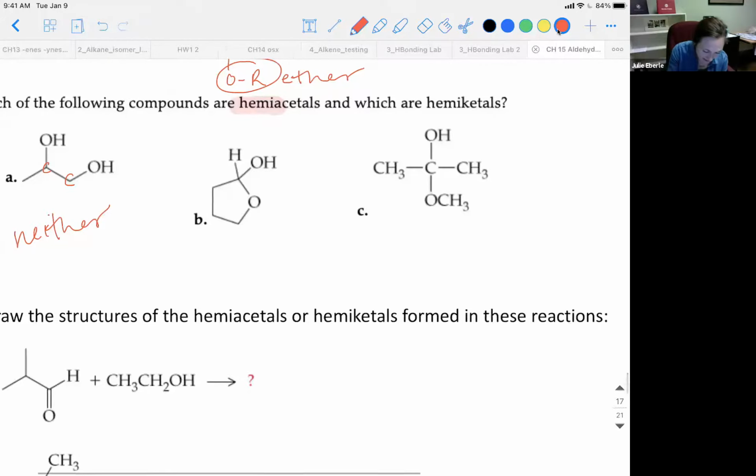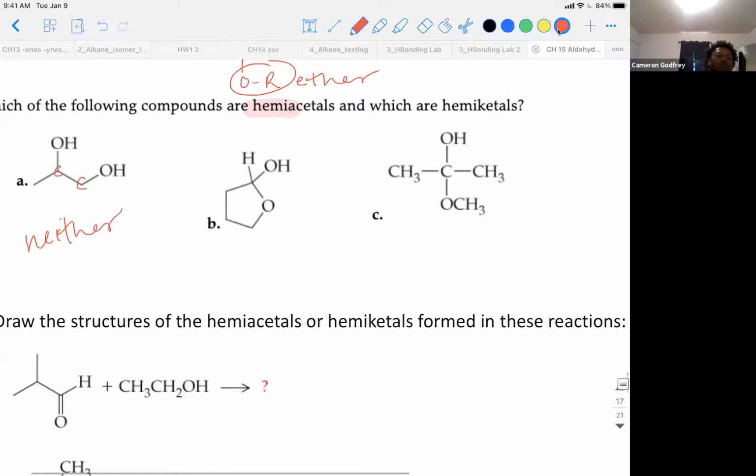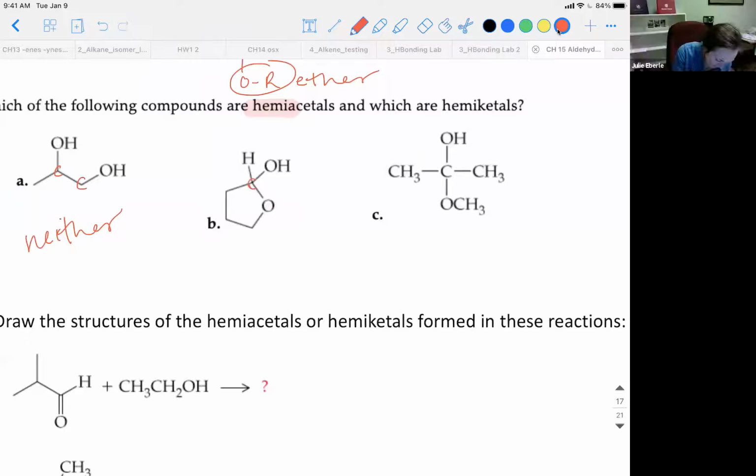Oh, are you looking at C? Oh no, I was looking at B. I was talking about the OH and the H, the alcohol and the hydrogen bond connected to that carbon. Yeah, right here, that carbon. Okay. So this carbon has this alcohol group.